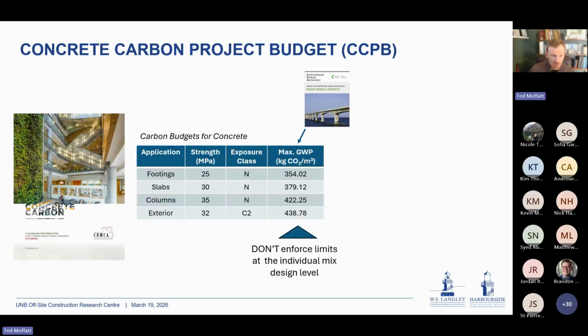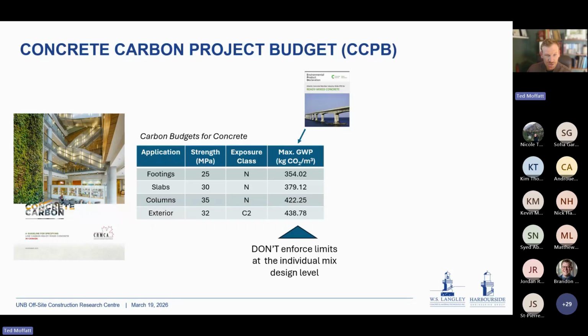Essentially, the way in which you calculate total emissions on a job is you list all of the elements on the job. So let's say this is some type of building. We have interior footings, slabs, and columns, exposure class N. You specify the strength and the exposure class. Then the maximum GWP is essentially the values from your regional document. So let's say this job here is in Fredericton. We're going to list the baseline EPD values for each of these strength classes.